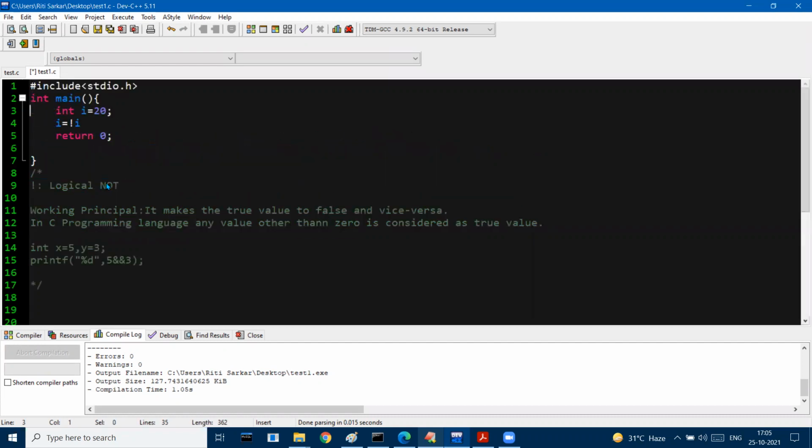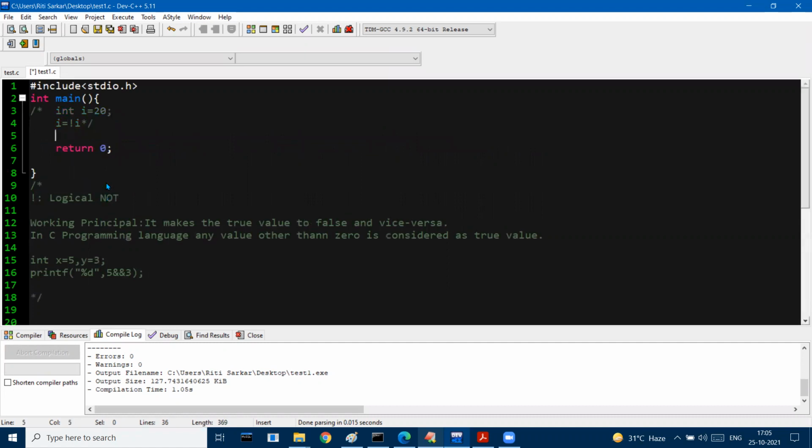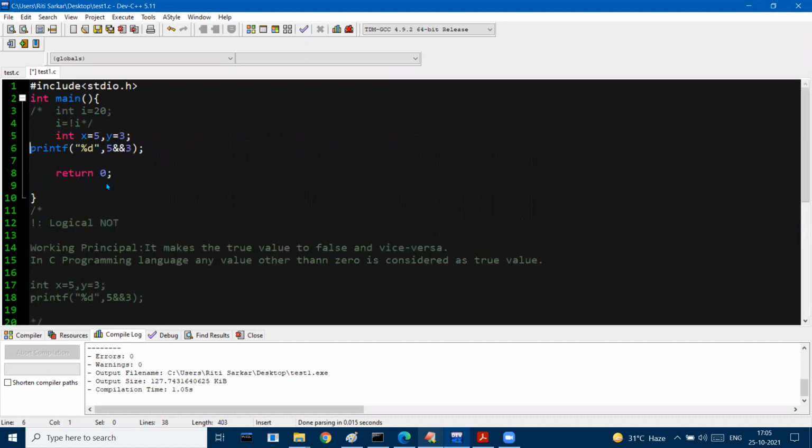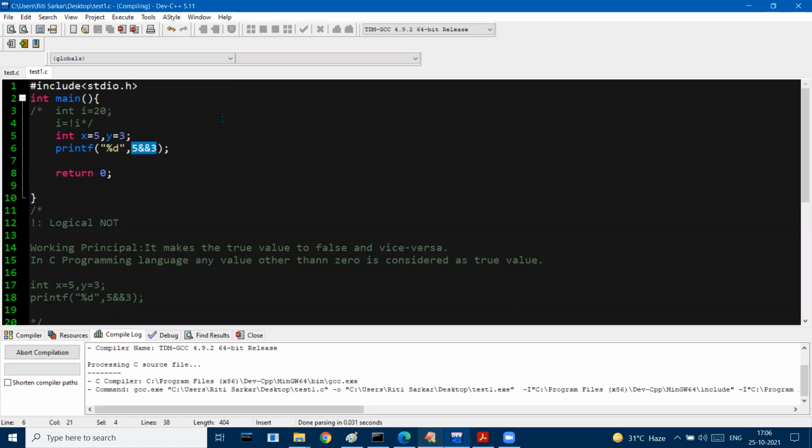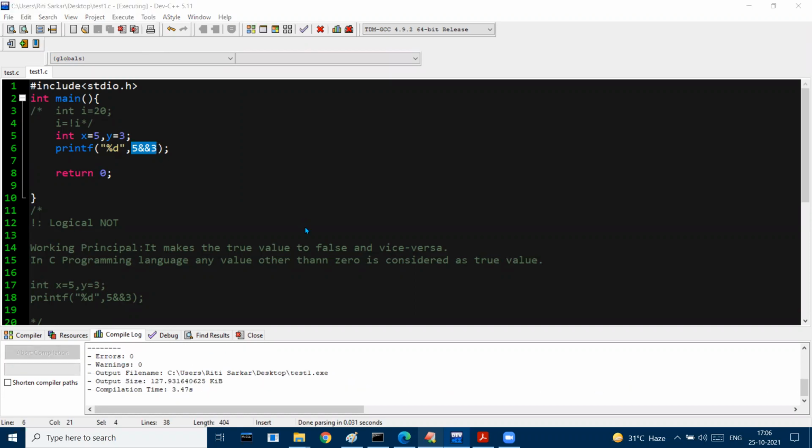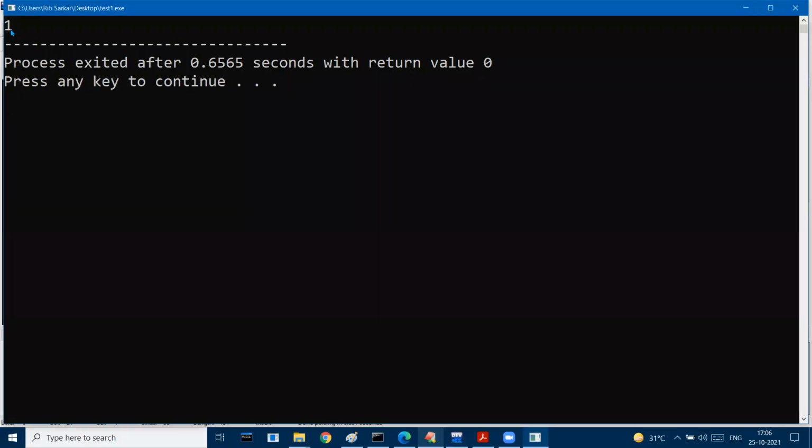Now you see here, suppose I'm writing this code. What will be the answer, sir? Both are true now, but you will not consider them as true; you will think 5 and 3. But a logical AND will consider this 5 and 3 as both true values. So true and true: as per the truth table, if both values are true, the final answer will be true. And the final answer is coming as 1.